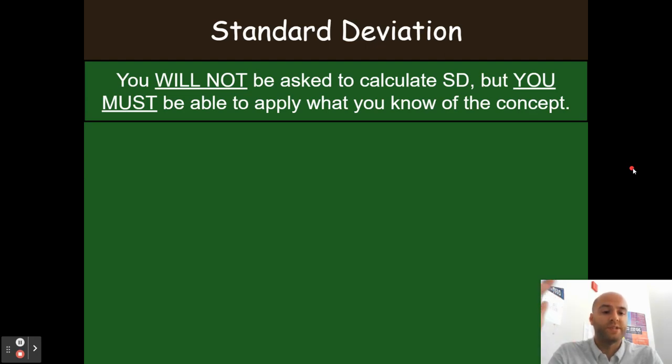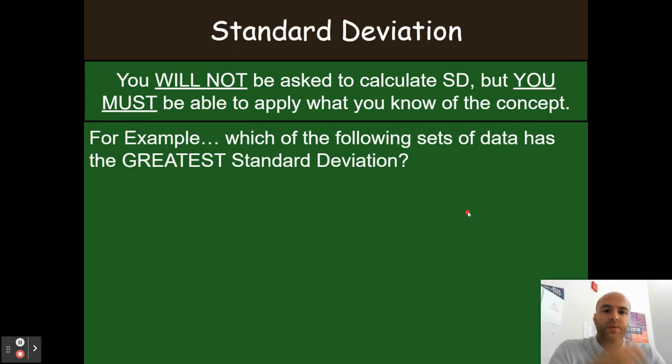And that's where what we just talked about comes into play when we talk about range, mean, median, mode, the descriptive statistics that we use to describe a data set. Those are important when we talk about standard deviation. For example, which of the following sets of data has the greatest standard deviation? Okay, think about what I just talked about. A range is a perfect way to tell the size of the standard deviation. The larger the range, the larger the standard deviation. The smaller the range, the smaller the standard deviation.